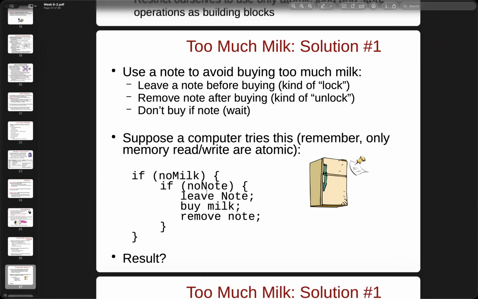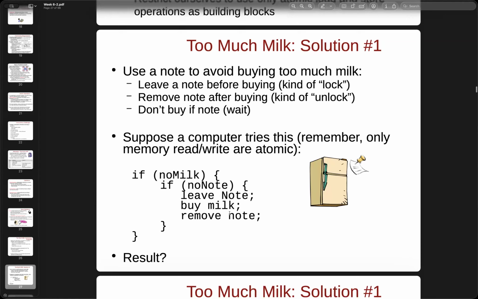If no, then we leave a note right here. So write down the note, then go and buy the milk, come back, and remove the note. Then done. If I'm person A, I will check. There are actually some other issues, but at this moment just think about that. We check the note. No note, so I leave the note, go buy milk, come back and remove it.